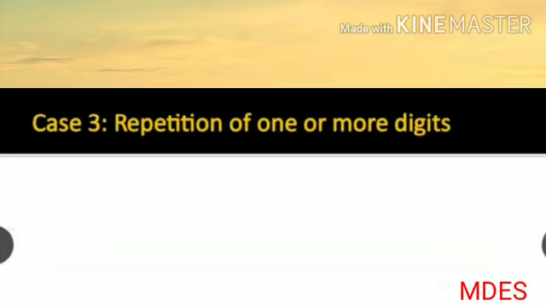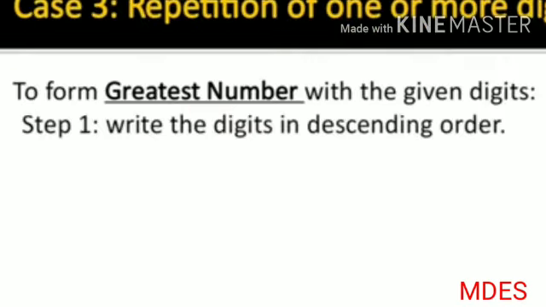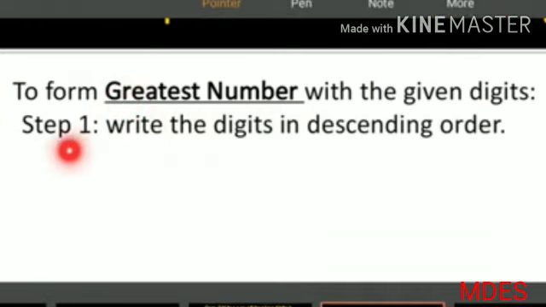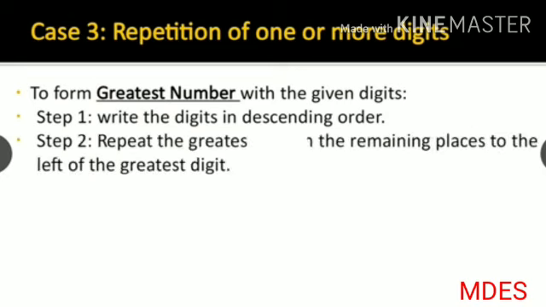The next case is the repetition of one or more digits. Here we have some digits and we have to make the greatest number, and repetition is allowed. In order to make the greatest number, we just follow some steps. Step 1 is write the digits in descending order. It is similar to case 1 and 2. We have to do this.